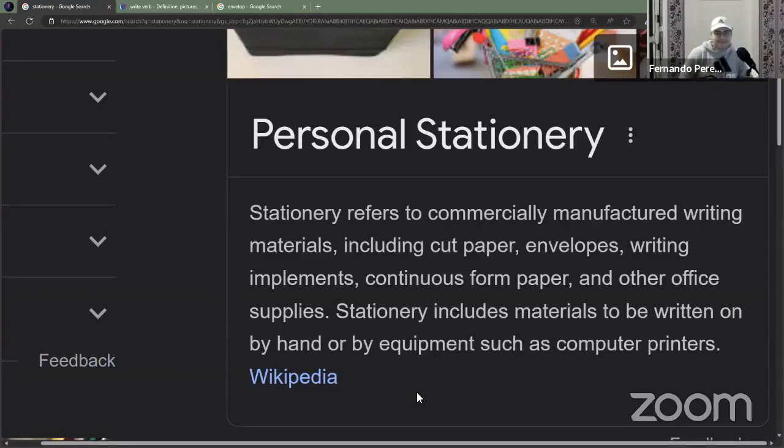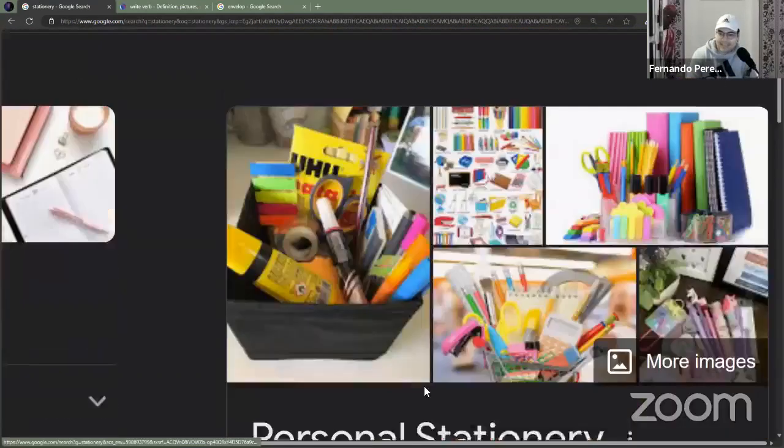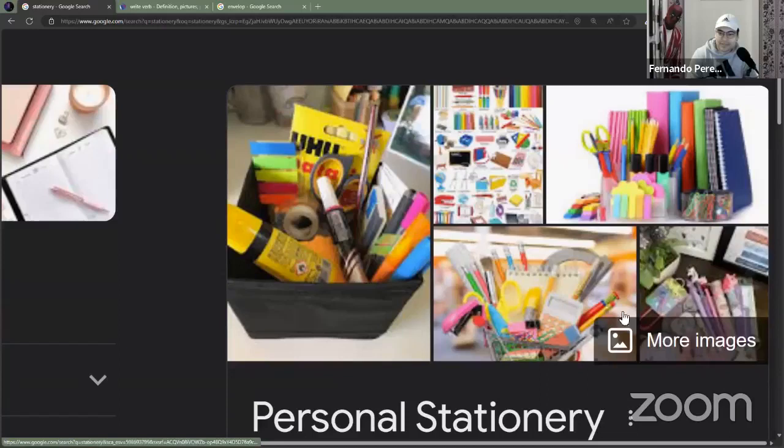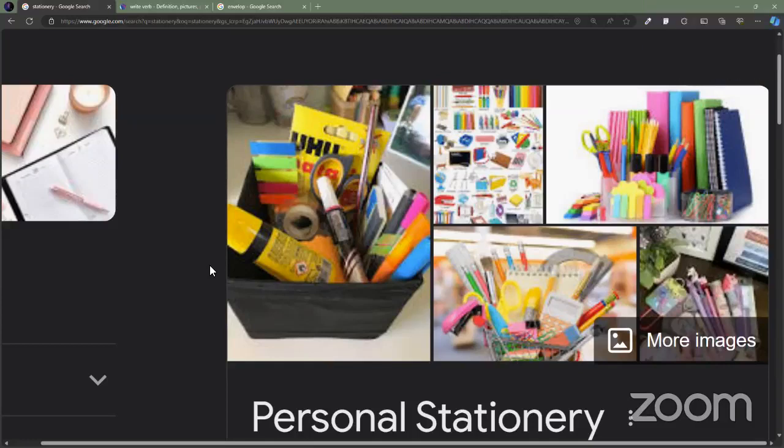Correct. So you can see personal stationery. Everything you need for your office is called stationery. So whenever you are thinking in stationery stores, can you give me an example of it? Lumen or Office Depot. Lumen, an Office Depot, very good. Office Max.